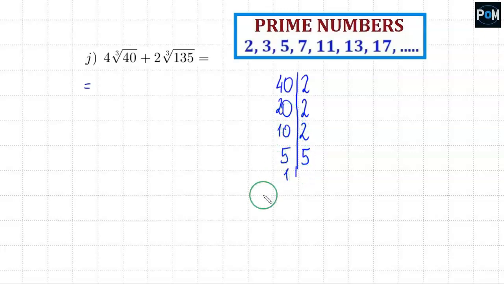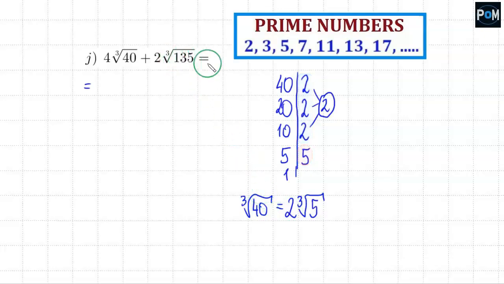End of factorization. I'll write it down. The cube root of 40 is equal to, I'm looking for triples, and I have 3 2's here. Out of these 3 2's, a new 2 is created, and I put this 2 here in front. And under the cube root, I write what I have left, which is 5. I have sorted out this root.